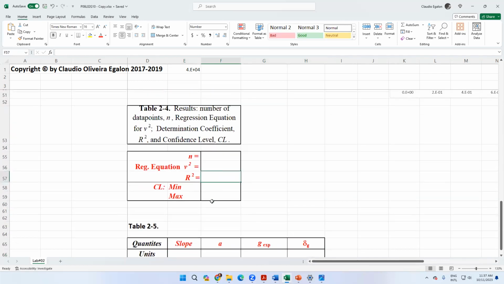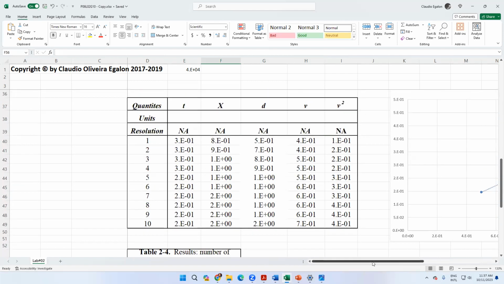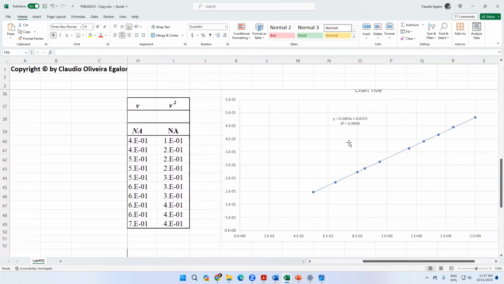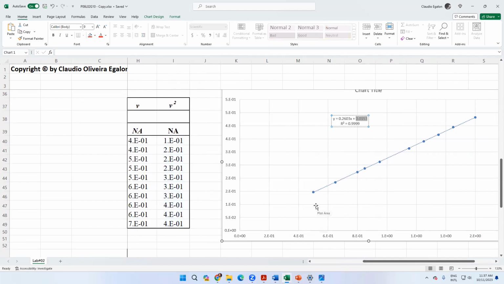You're going to write down the R square. You're going to write down the equation that you obtained here. Note, see that there is a small intercept. Even though we release the cart from rest, because we're doing an actual experiment, it's never 100% what you'd expect for the intercept, right?